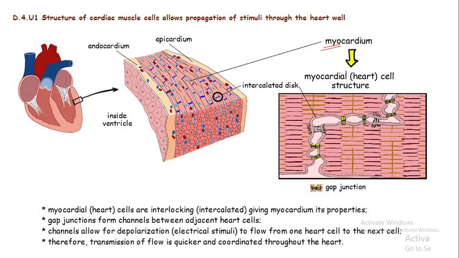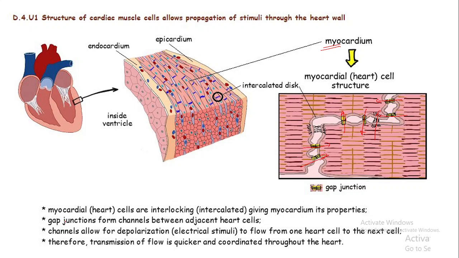Myocardial heart structure. These are the gap junctions through which there is transport of materials. A junction is nothing but the joining, the points where things are joined. So myocardial heart cells are interlocking, or intercalated, giving the myocardium its properties, such as not undergoing fatigue and conducting impulses. These properties come because of these gap junctions and the connectivity they have.